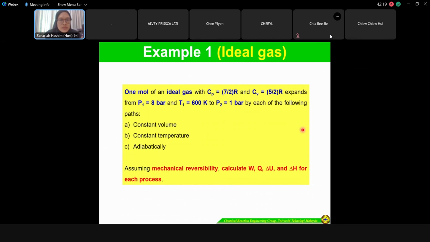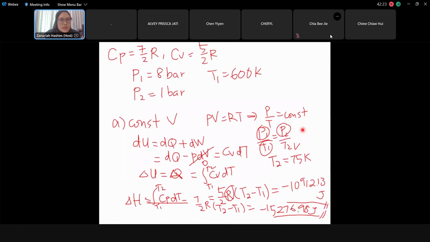All right. So the solution for this example. You are given Cp, which is 7 over 2R, and then Cv, 5 over 2R. And then you have P1, 8 bar, P2, 1 bar, and T1 equals 600 Kelvin. So the first process is constant volume.